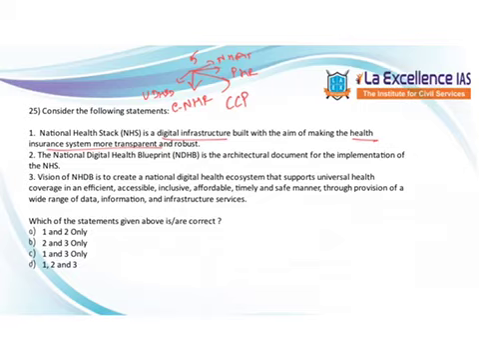Okay. Then what is this National Digital Health Blueprint? It is an architectural document for implementation of the National Health Stack. So statements 1 and 2 are correct, and this will get automatically evaluated. Next, what is statement 3? The vision of this National Digital Health Blueprint is to create a national digital health ecosystem that will ensure universal health coverage in an efficient, accessible, inclusive, affordable, timely and safe manner. So remember these keywords, which you can use for your GS Paper 2 answers. This is done by providing them with data, information and infrastructure services. So the answer is D.